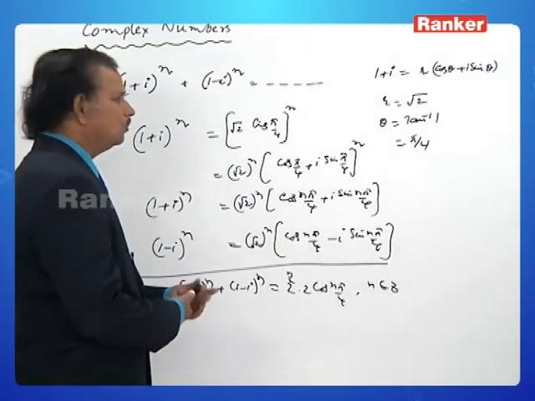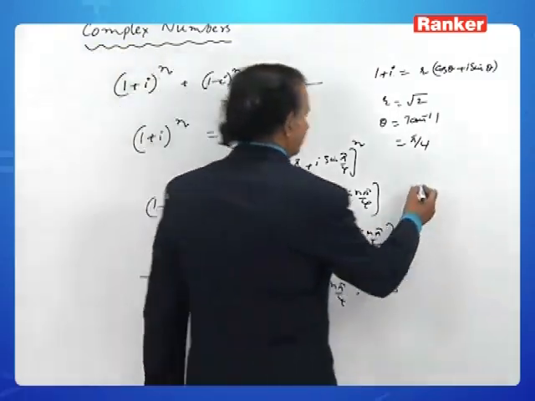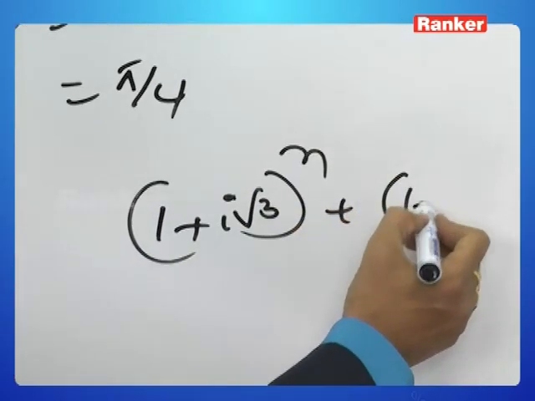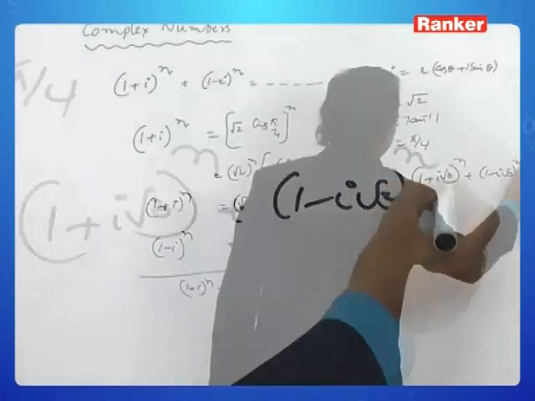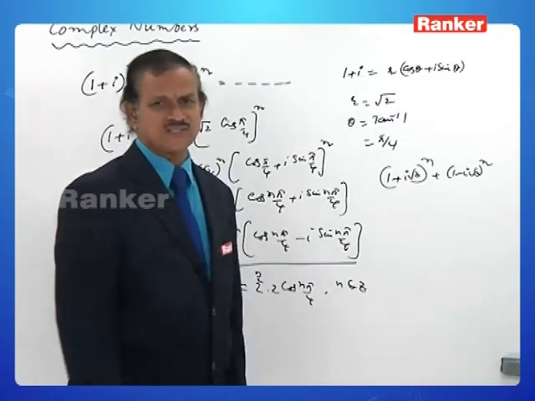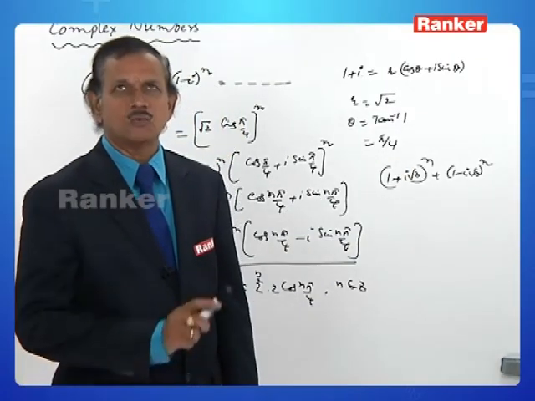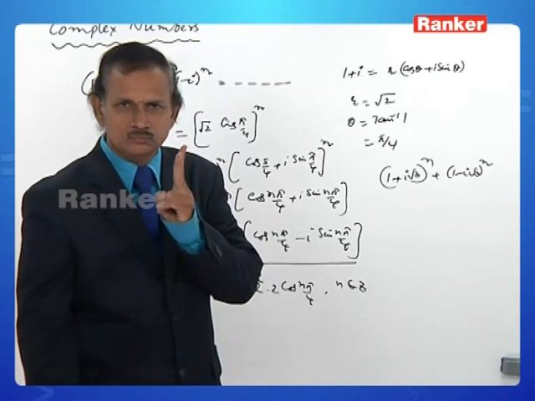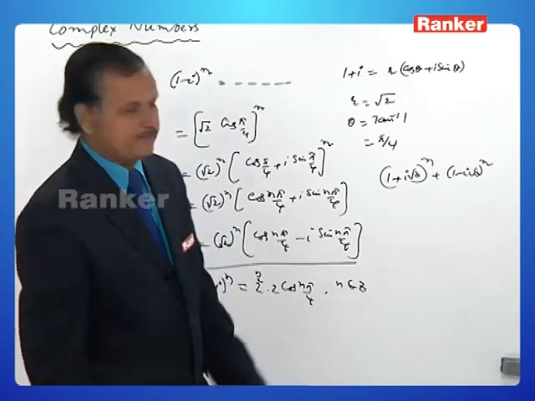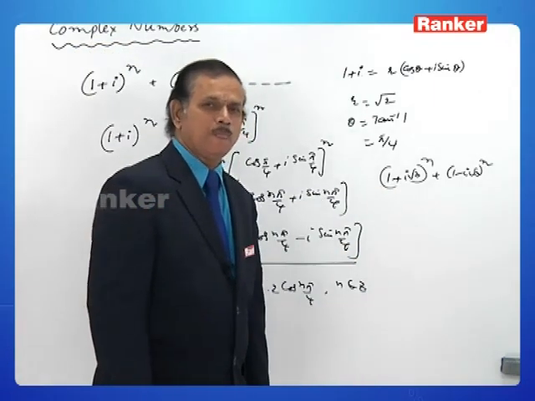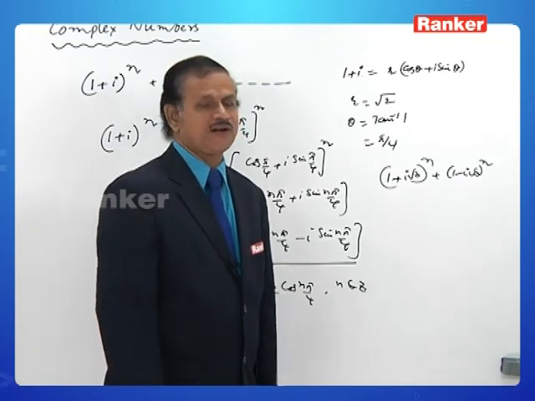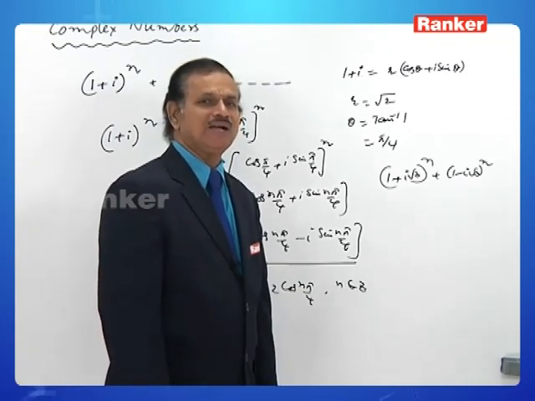Just like this, you will be able to have a sum of the form 1 plus i root 3 whole to the power of n plus 1 minus i root 3 whole to the power of n. You can, of course. What is the mod amplitude form of 1 plus i root 3? What is r? Root of 1 plus 3, 2. What is theta? Tan inverse root 3 by 1, 60 degrees. Why? Because 1 plus i root 3, the complex number, can be represented as the point (1, root 3) in the first quadrant. Therefore theta is pi by 3.